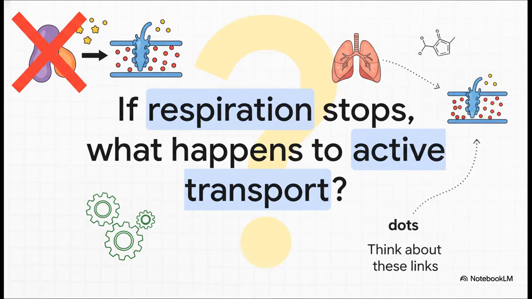So, let's leave you with one final thought to really connect all the dots. We've just established that active transport is essential and that it's powered by respiration. So, what do you think happens to a cell when it can't respire properly? What essential processes would just grind to a halt? Thinking about these links is the real key to mastering biology.